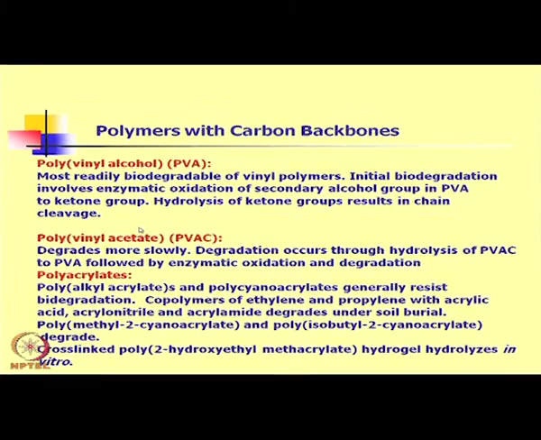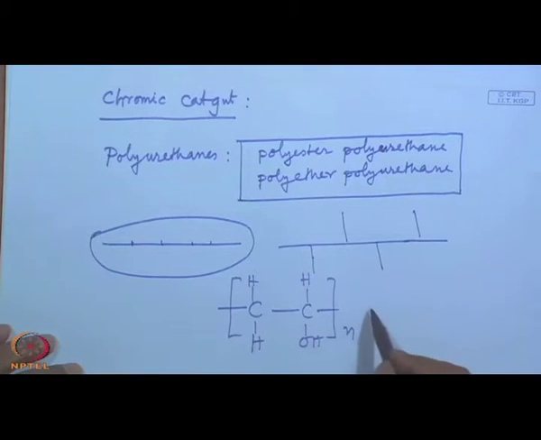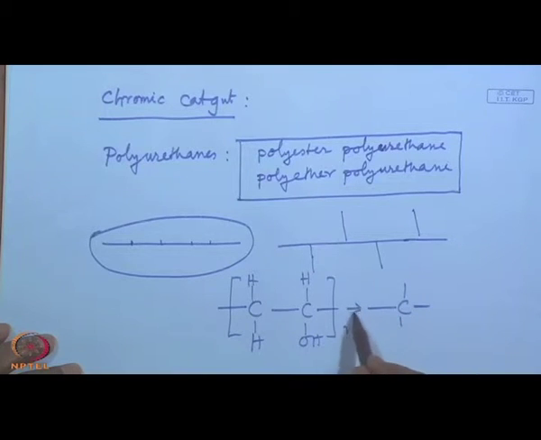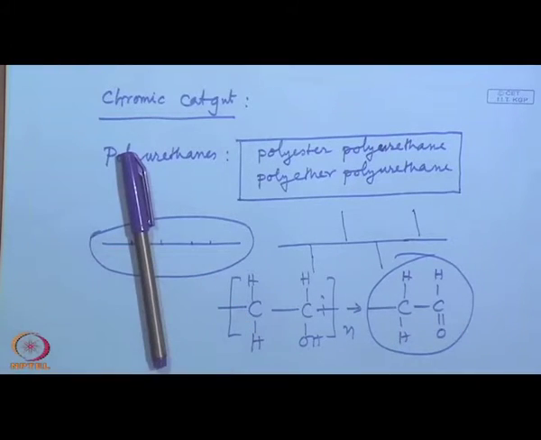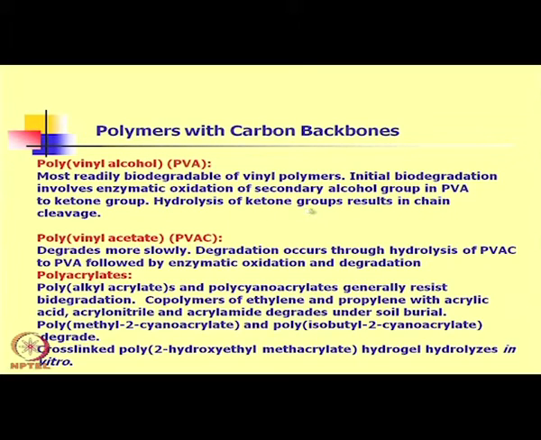It is converted to a ketonic group like this. So, it will break over here and form a ketone. So, ketonic groups, hydrolysis of ketone group results in chain cleavage. So, gradually hydroxyl groups are converted to ketone, then ketone groups result in chain cleavage.